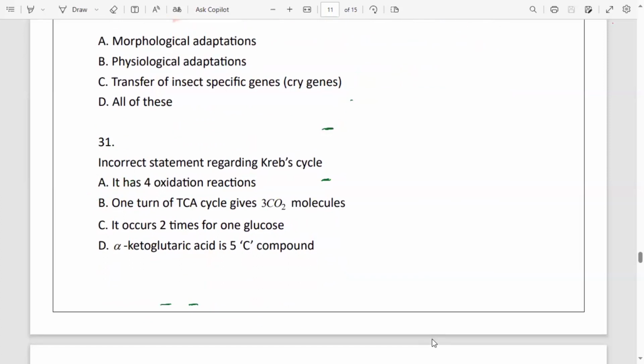Now the 31st question. Incorrect statement regarding Krebs cycle. A: Krebs cycle has 4 oxidation reactions. B: One turn of TCA cycle gives 3 CO2 molecules. C: It occurs 2 times for 1 glucose. D: Alpha ketoglutaric acid is a 5 carbon compound. Krebs cycle has 4 oxidation reactions: correct. One turn of Krebs cycle doesn't give 3 CO2, it gives 2 CO2. It occurs 2 times per 1 glucose: correct. Alpha ketoglutaric acid is a 5 carbon compound: correct. Then the incorrect one here is B.